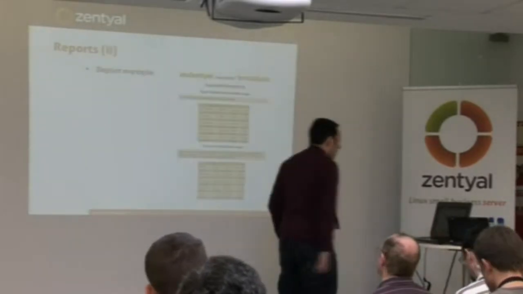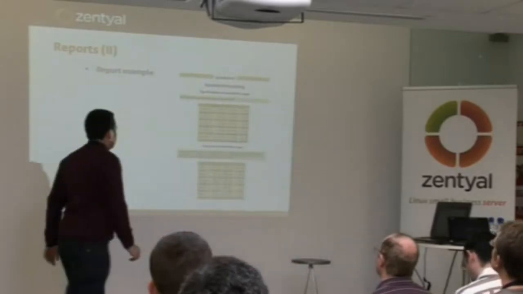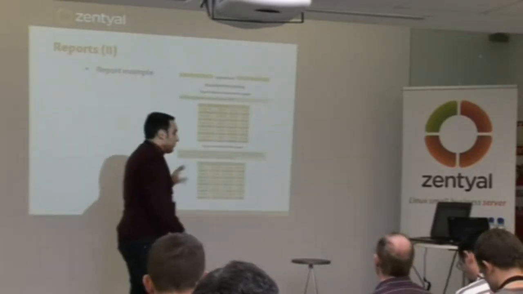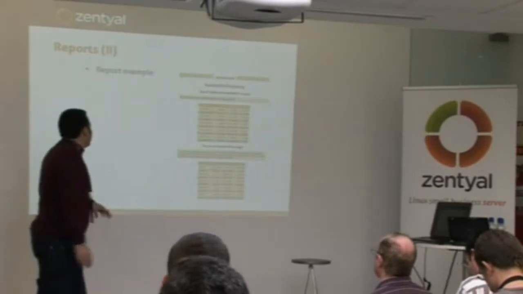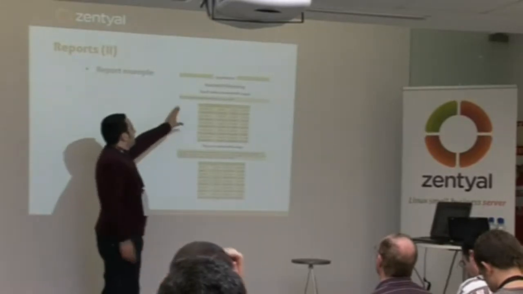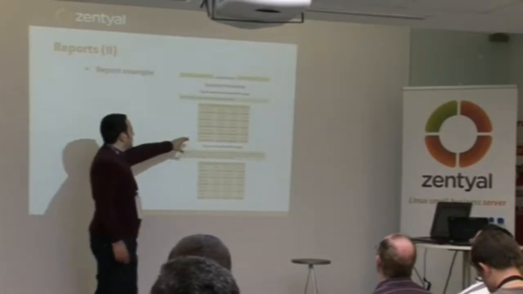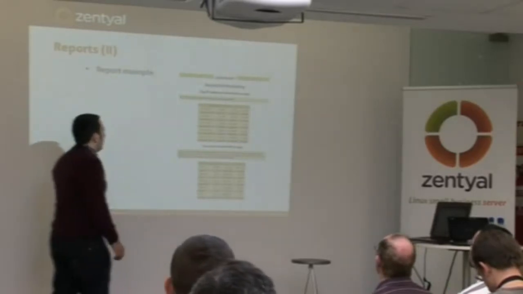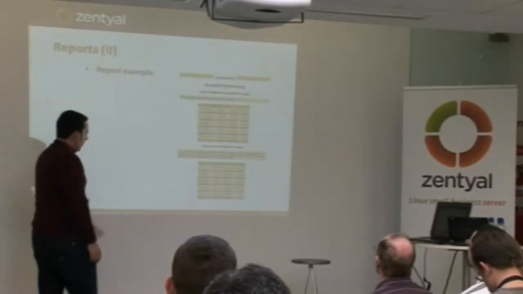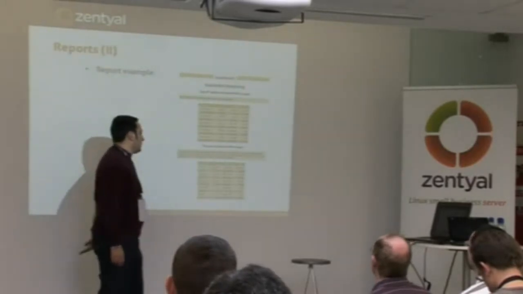For instance, we have a report here. You cannot see anything, but it says that this is bandwidth monitoring for a hotel, and you can see here the addresses that are using more internet. And here we have the users that are using internet.